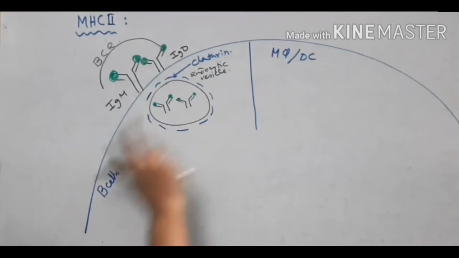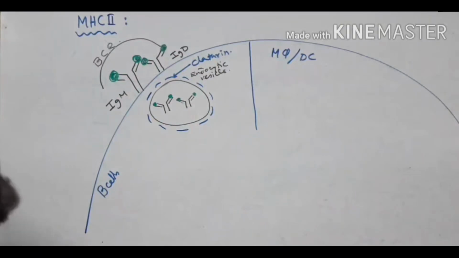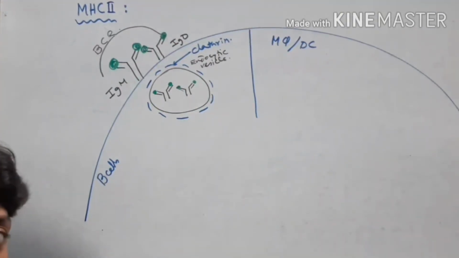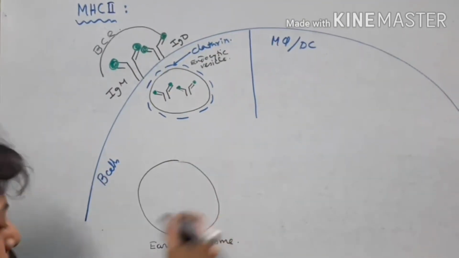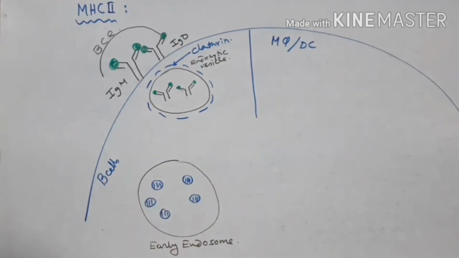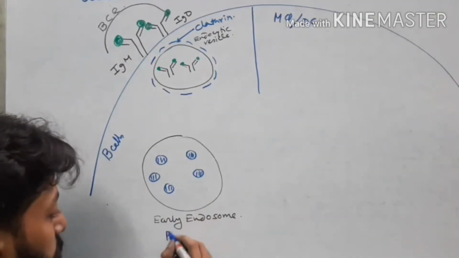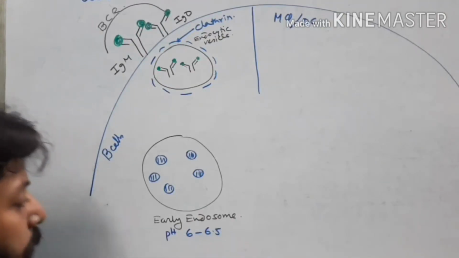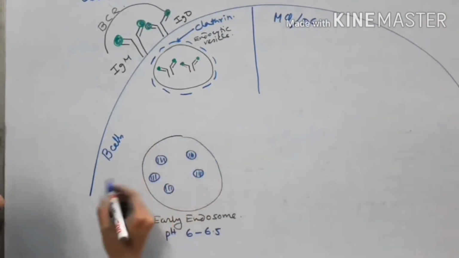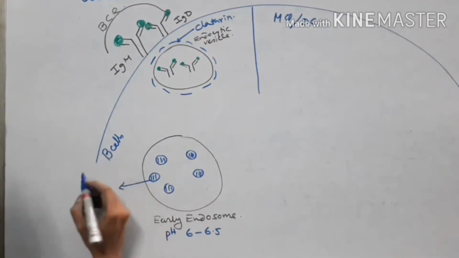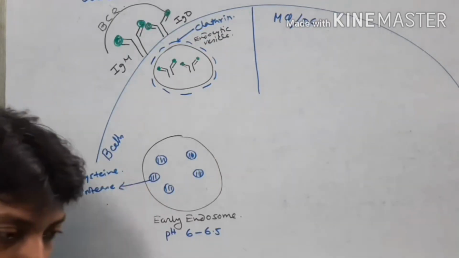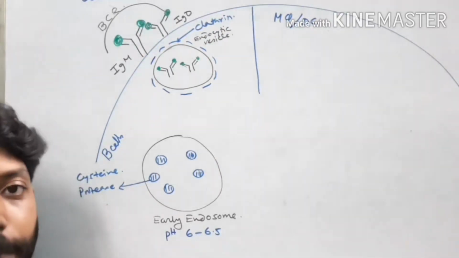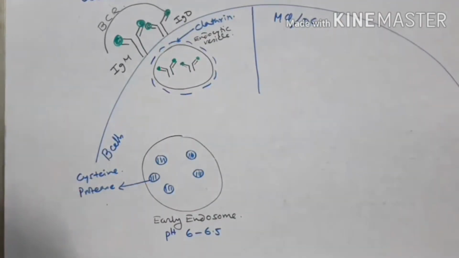Now in these cells, B cells and macrophage and dendritic cells, both contain other vesicles already present, called early endosome. This early endosome contains some enzymes. These enzymes are inactive because the pH of the early endosome is 6 to 6.5. In that pH condition, these enzymes, called protease enzymes, are inactive. An example is cysteine protease. Cysteine protease means the catalytic site of the enzyme contains the amino acid cysteine.